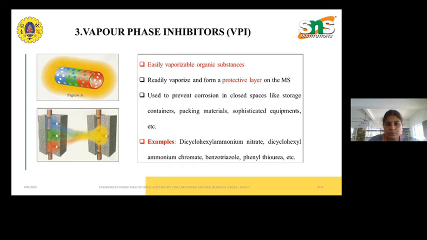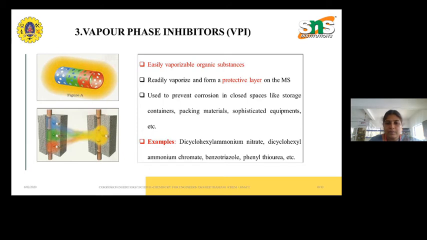These are generally used to prevent corrosion in closed spaces like storage containers, packing materials, sophisticated equipment, etc. Examples: dicyclohexylammonium nitrate, dicyclohexylammonium chromate, benzotriazole or phenylthiourea. Likewise, many substances are used. These things are easily vaporizable.